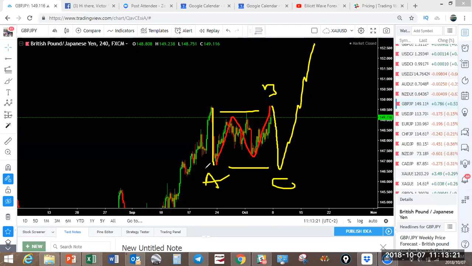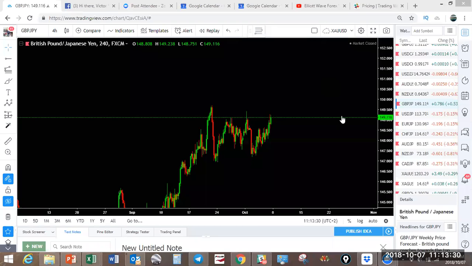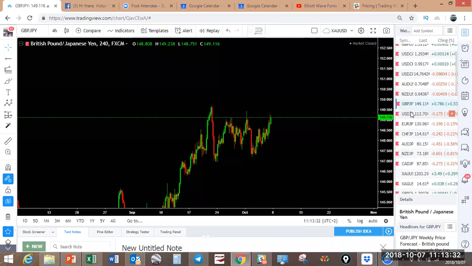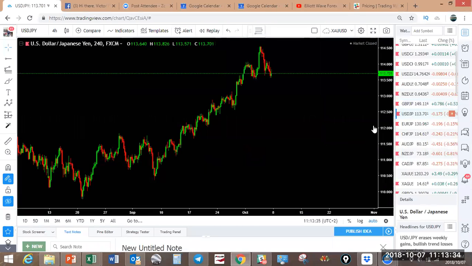Otherwise, we'll see if it's going to give us an expanding diagonal for a move to the downside. But we're looking for this one to do this. Right, so that is pound JPY. Let's look at the rest of the yen pairs. US dollar JPY.